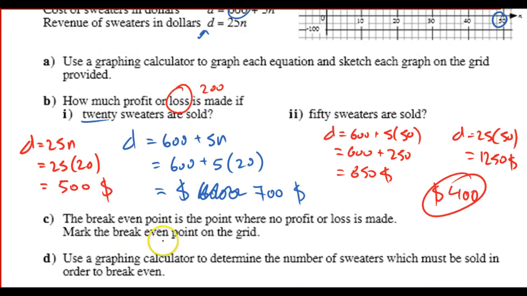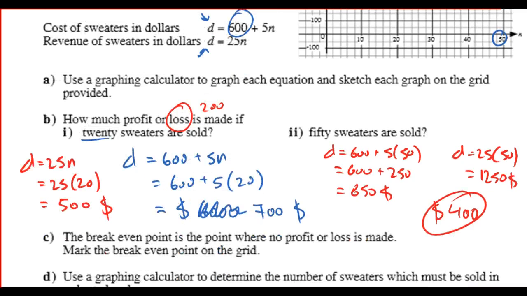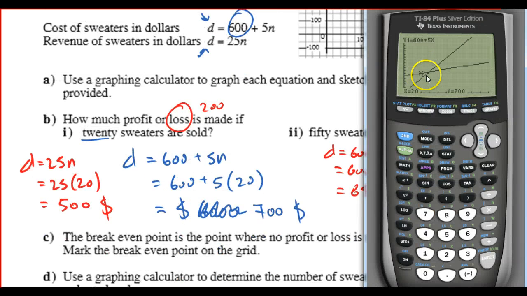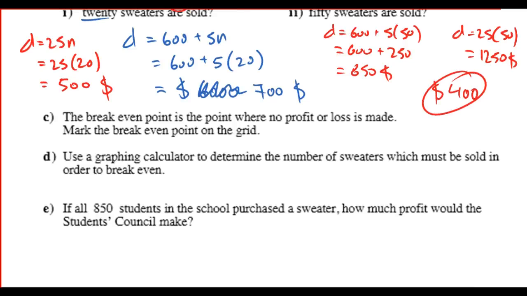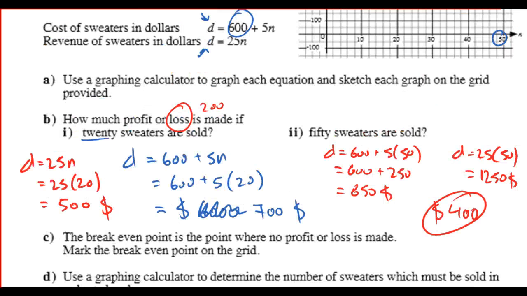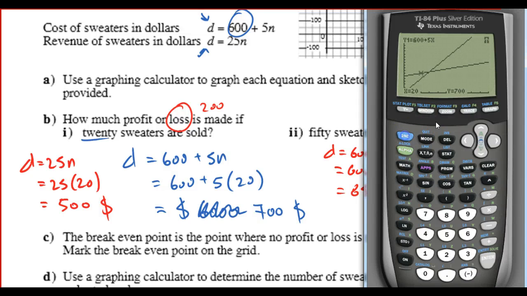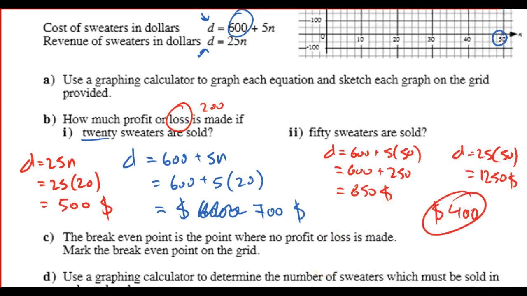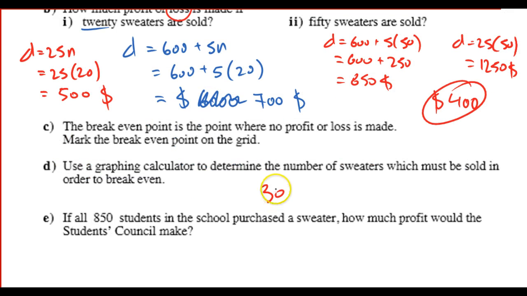Okay, the break-even point is the point where there's no profit or loss. Well, the break-even point is where these two lines intersect, right over here, because I'm neither making money nor losing money. So this is why being able to solve the system is good. Again, I'm going to just calculate that point. Second function, calculate, 5 intersection, and that would be 30 sweaters and $750. So N equals 30 and D equals 750 is where I break even.